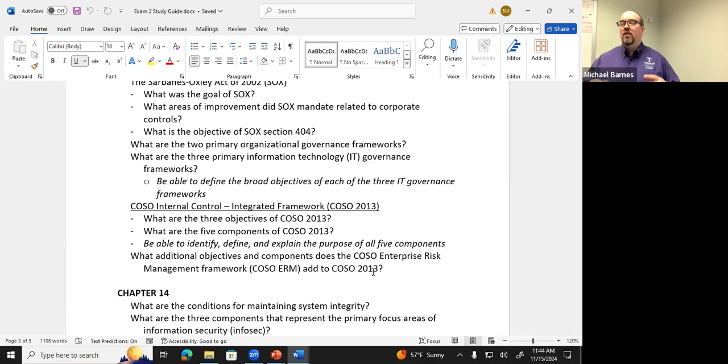I know I went through that quickly, but I've gone through that multiple times. You do need to know all 5 parts and all 5 definitions. So yeah, be able to identify, define, and explain the purpose of all 5 components, just like I did.